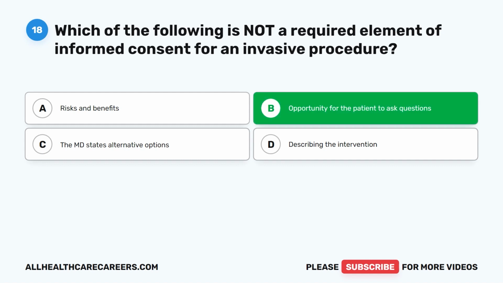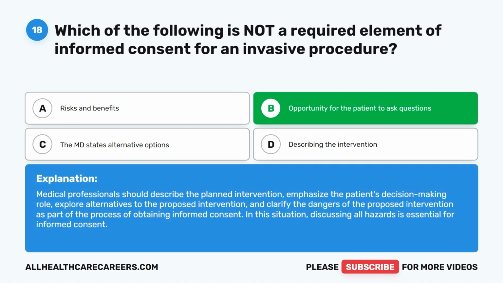Opportunity for the patient to ask questions. Medical professionals should describe the planned intervention, emphasize the patient's decision-making role, explore alternatives to the proposed intervention, and clarify the dangers of the proposed intervention as part of the process of obtaining informed consent. In this situation, discussing all hazards is essential for informed consent.